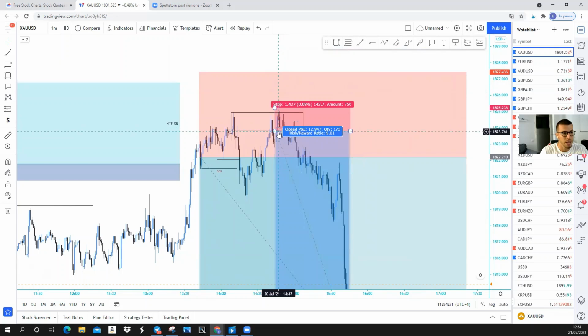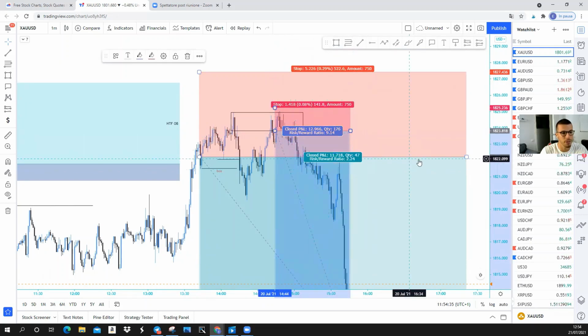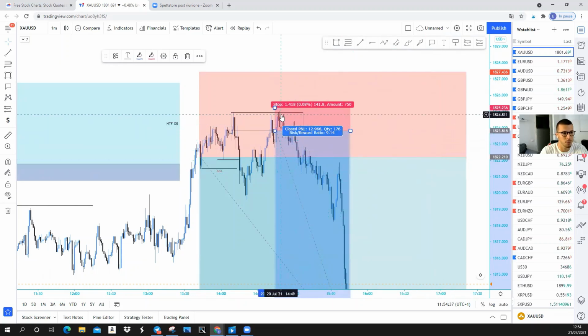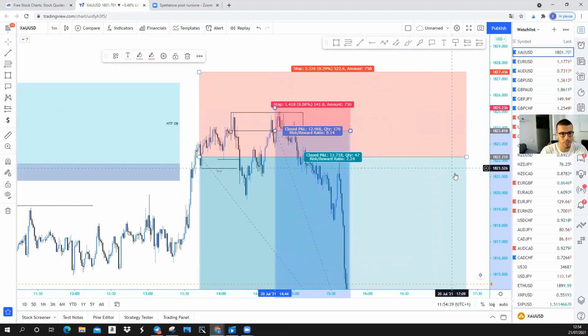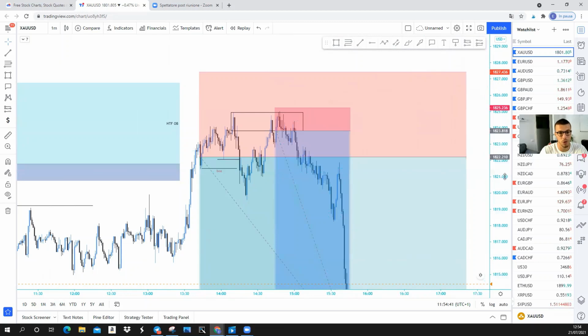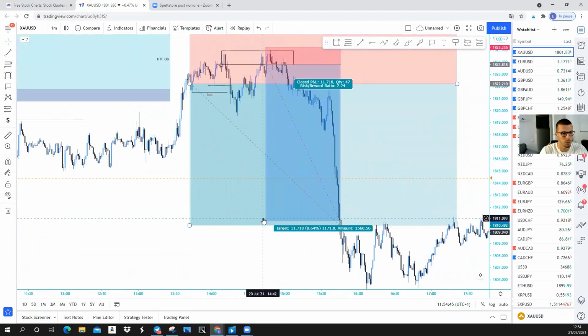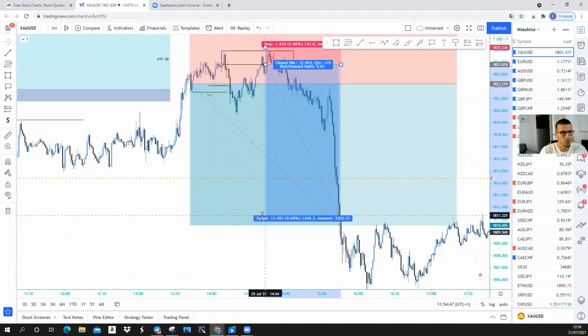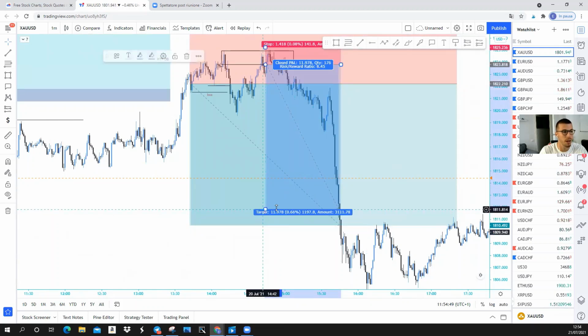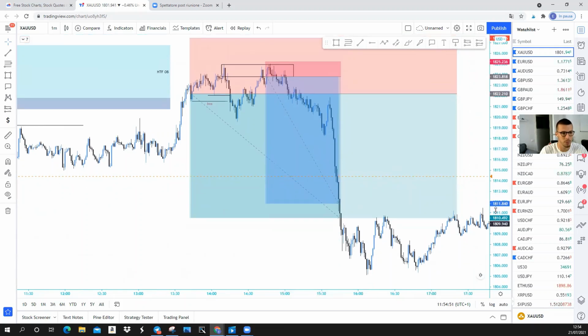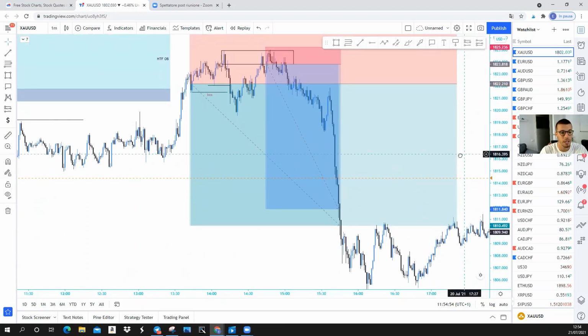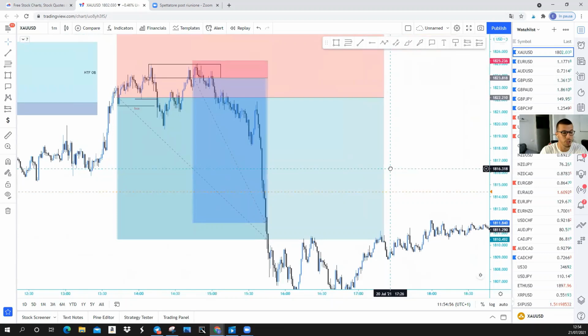I entered right here, an extra position at the beginning of my supply, and had a nice push to the downside. It went a little bit into drawdown, but of course that happens when you operate on lower time frames. It went to the downside and I closed at, okay, not actually 1 to 9, I closed it at 1 to 8, 8.5 maybe, whatever. I just remember it was a 1 to 8. And yes, that's pretty much it.